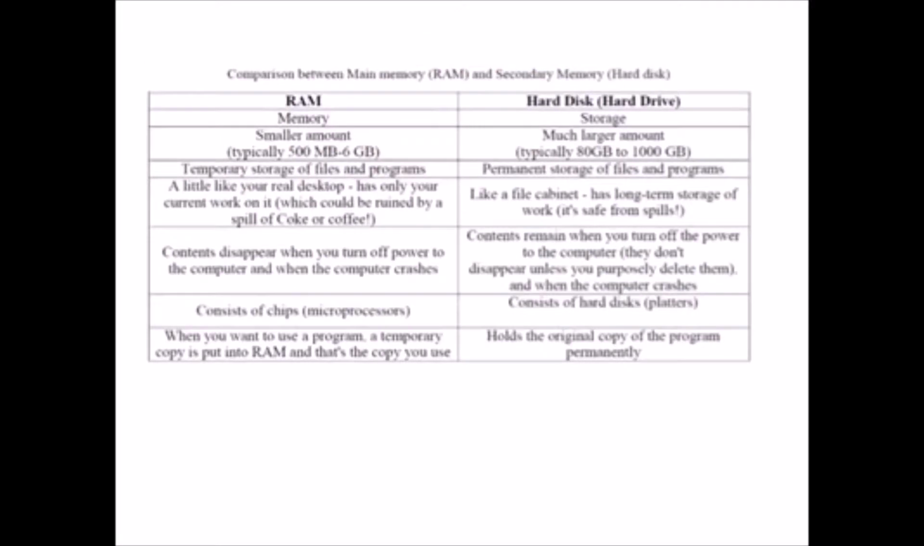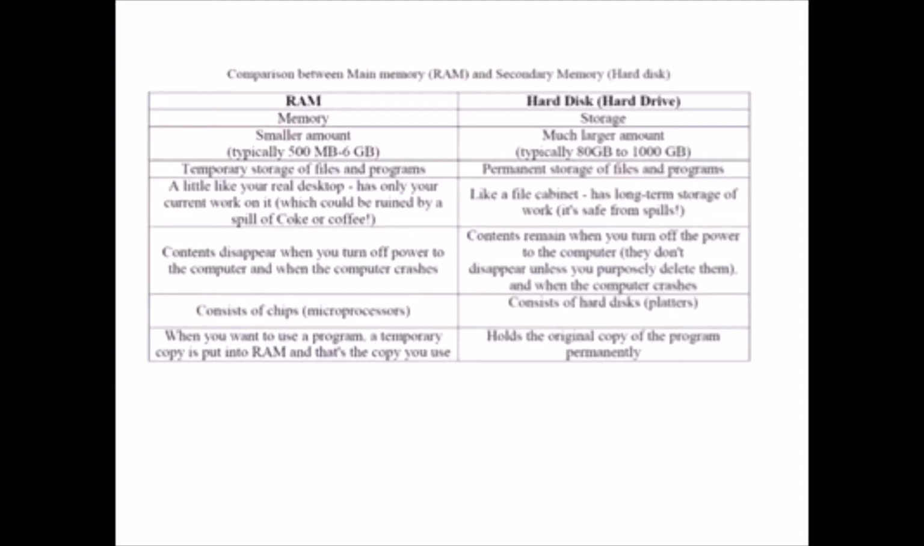Here are the differences between RAM and hard disk. RAM is a memory, whereas hard disk is a storage. RAM, smaller amounts, typically 500 MB to 6 GB. Hard disk, much larger amounts, that is typically 80 GB or more. RAM, a little like your real desktop, has only your current work on it. ROM or hard disk, like a file cabinet, has long-term storage of work. RAM, contents disappear when you turn off power to the computer and when the computer crashes.